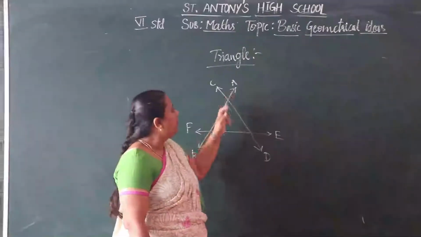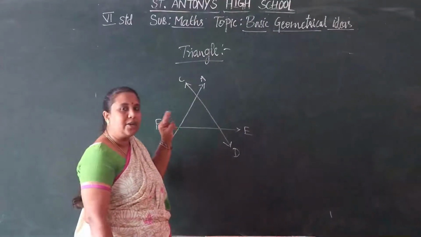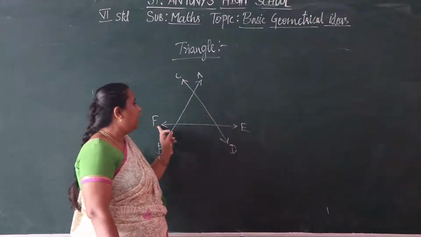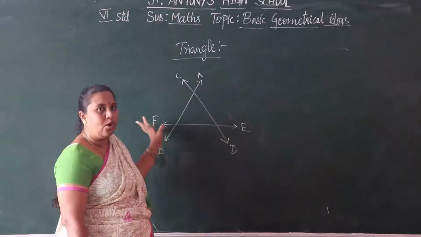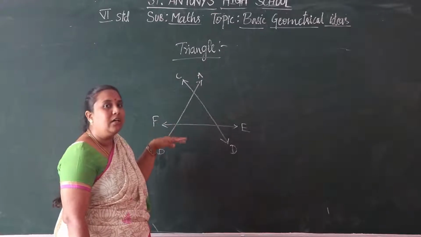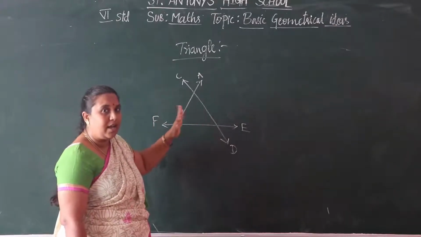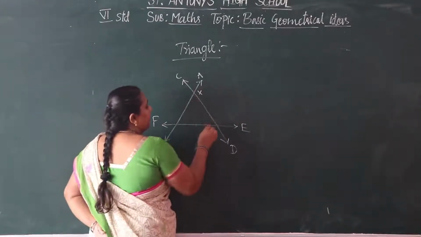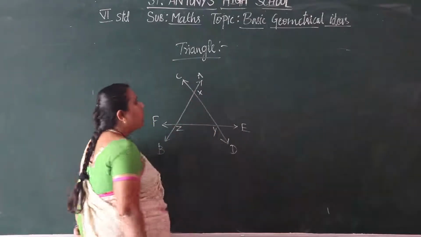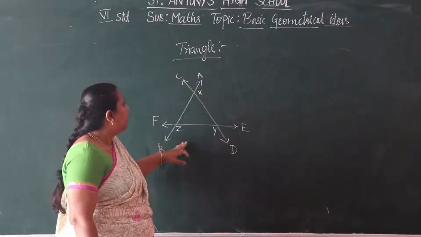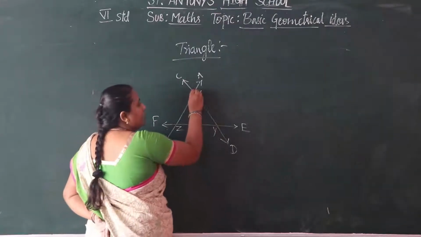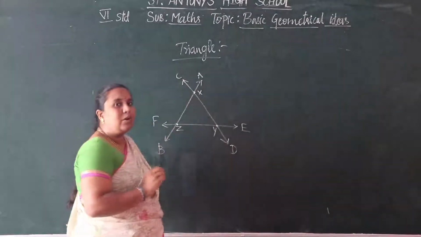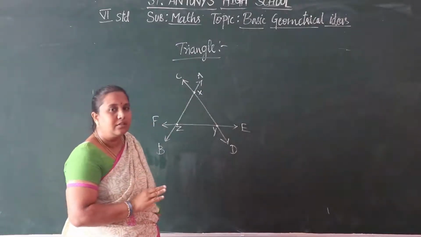Now we join the three lines AB, CD, and EF like this. Here a triangle is formed. It forms a triangle, that is X, Y, and Z. See here, we have three vertices: 1, 2, 3. Now let us define the triangle.